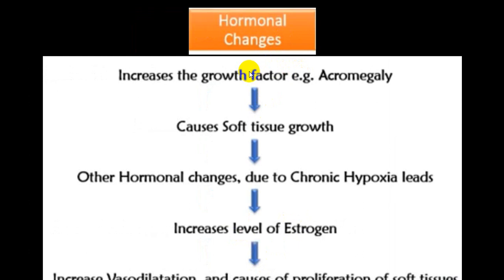In case of acromegaly, it is growth factor, and in others, you will have soft tissue growth. Chronic hypoxia will lead to increased levels of estrogens, and that will also lead to vasodilatation and proliferation of soft tissue.